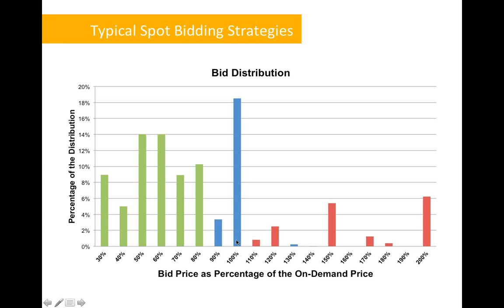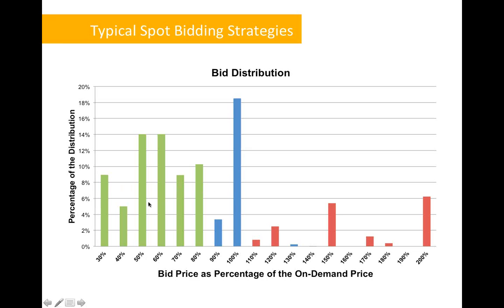So the bidding strategy here for 100% means I am bidding for Spot the exact same as the on-demand price for that instance. So if my instance is 8 cents per hour on demand, I will bid 8 cents per hour. And if the spot price is lower than 8 cents, I will pay that lower price. So you can see that is probably the most common bid strategy that people have.